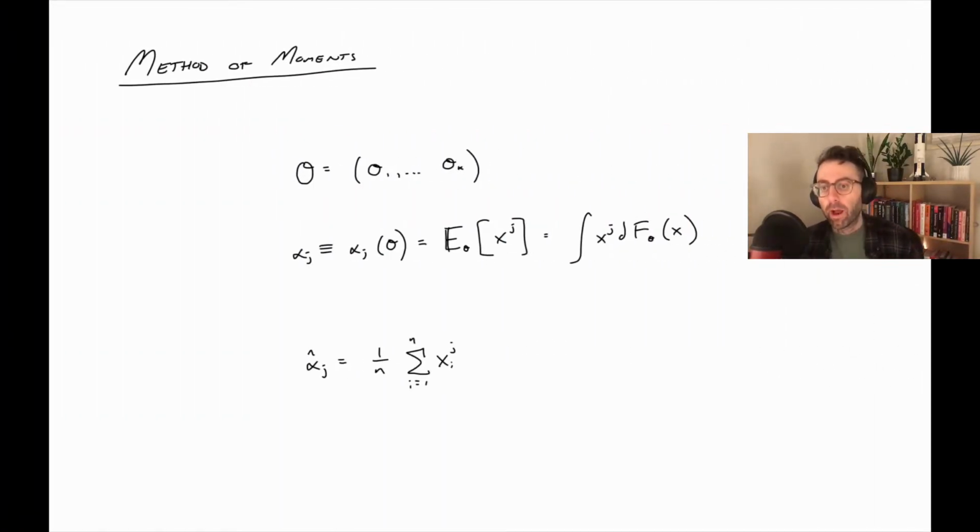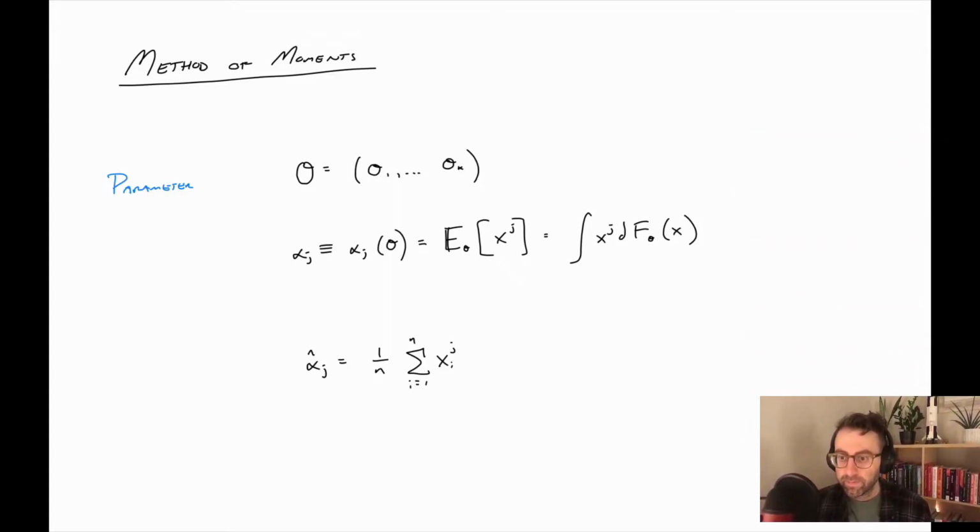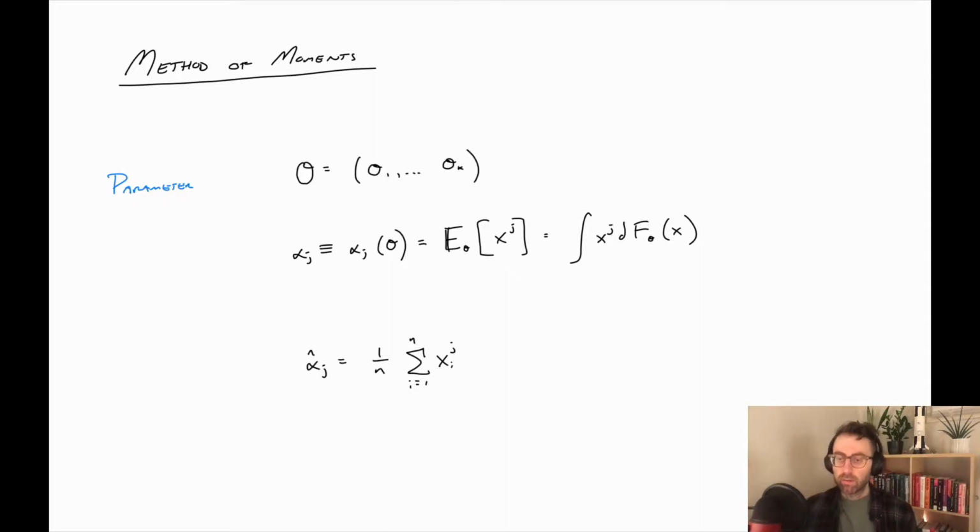So our first method for estimating parameters for parametric inference is method of moments. Before we actually talk about method of moments, we need to quickly talk about moments. So what we have here is some parameter theta. And we're going to say that it could have k components, theta 1, theta 2 through theta k. So then we need to talk about moments and sample moments.